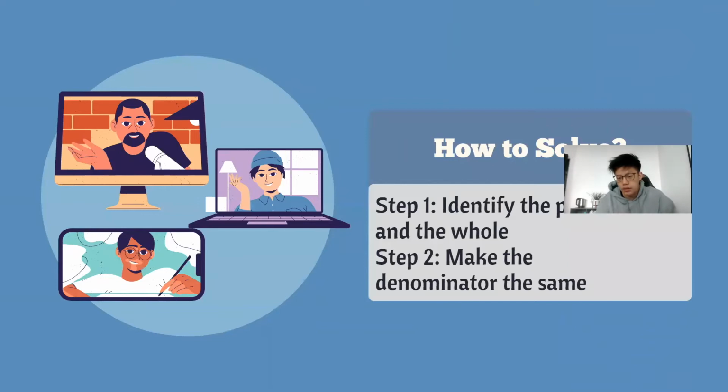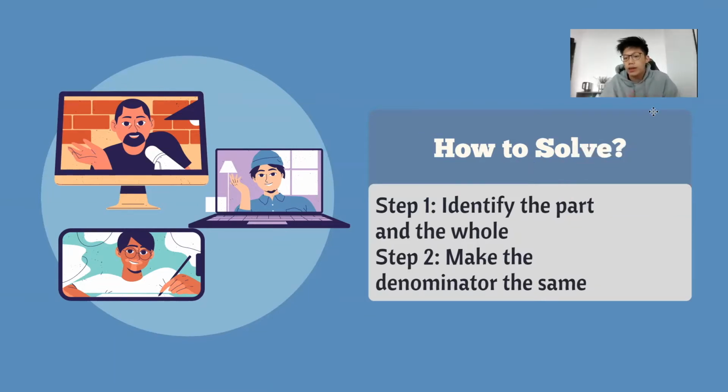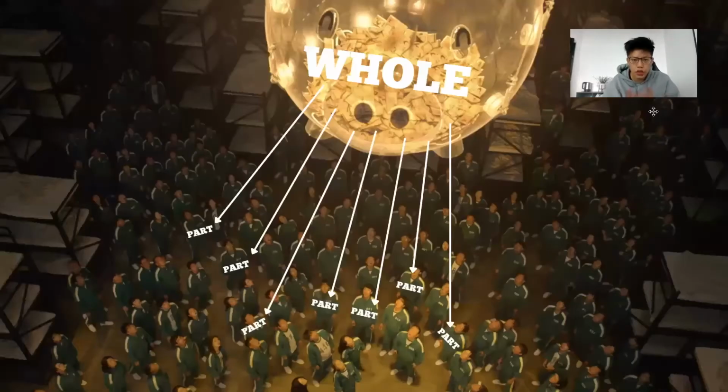Now, how to solve? Step 1. What we want to do is learn how to identify the part and the whole first. Once we have that, we want to move on to make the denominator the same, and that is my step number 2. So I'll be using this picture over here, as you can see, to really solidify or to help you understand the concept of part-whole relationship. You can see that the piggy bank on top is what I call the whole.